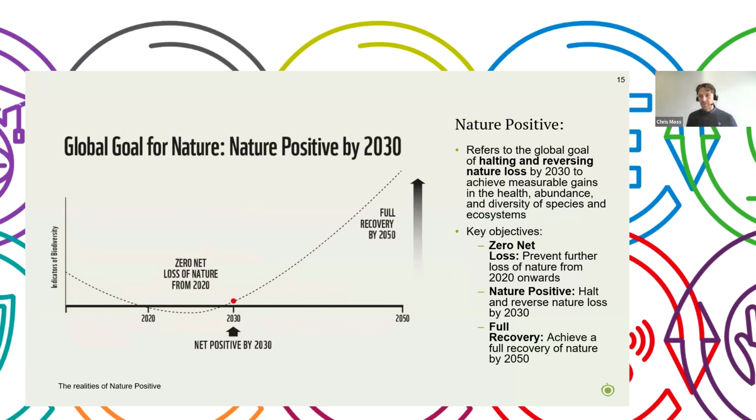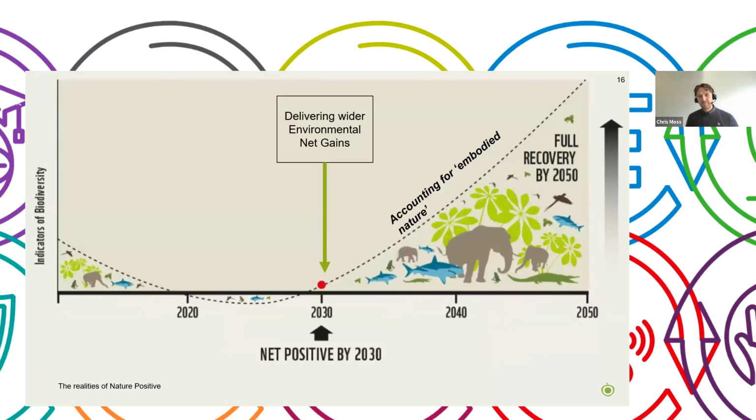So when we talk about nature positive, we're talking about this framework. We're talking about going from our current position of driving nature loss globally through actions even at a local scale to halting and reversing nature loss and ultimately obtaining nature recovery. And the work of the Nature Positive Initiative has set a few key milestones and objectives for zero loss from 2020 onwards. For nature positivity, so halting and reversing nature loss by 2030, and for full recovery by 2050.